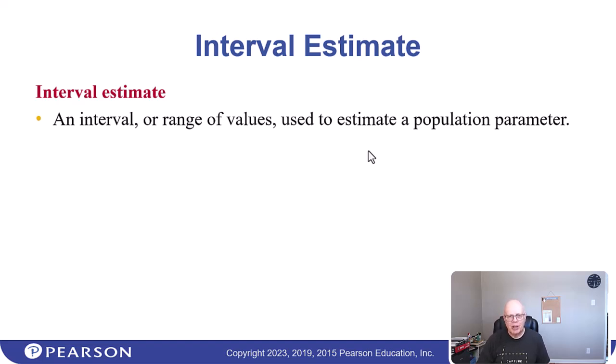Now, that point estimate is sort of iffy. It might be too high, it might be too low. Most likely it is one of the two. There's almost no chance of getting it exactly, but we wouldn't know anyway. We don't know what the population parameter is, so we wouldn't know if we hit it on the button or not. So instead of a point estimate, we're going to have an interval estimate.